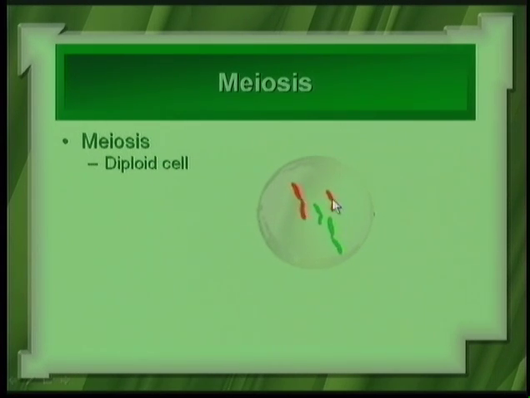You have 1 set of chromosomes from the mother, 1 set of chromosomes from the father, okay? Now, before meiosis, you also have an interphase. You have the gap 1 phase, you have the synthesis phase where the chromosome material is duplicated, and then you'll have the gap 2 phase, where the cell is metabolically active and getting ready to do meiosis.